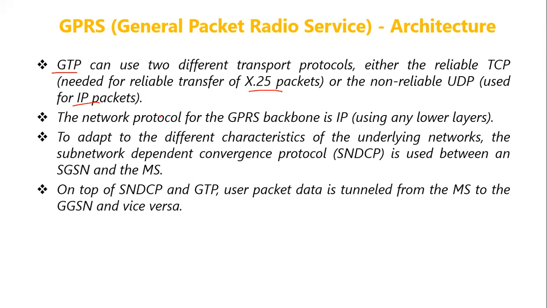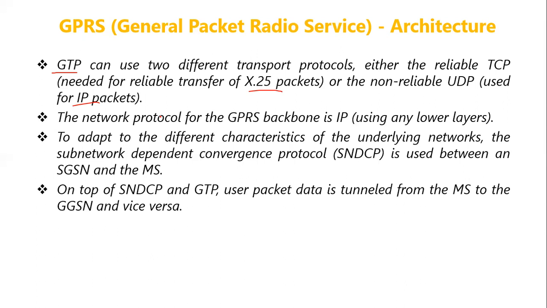On top of SNDCP and GTP, user packet data is tunneled from the MS to the GGSN and vice versa. SNDCP is the Subnetwork Dependent Convergence Protocol, and it is used in order to adapt GPRS to the different types of networks. So the user data will not be transmitted just like that. It will be transmitted on top of SNDCP and GTP.